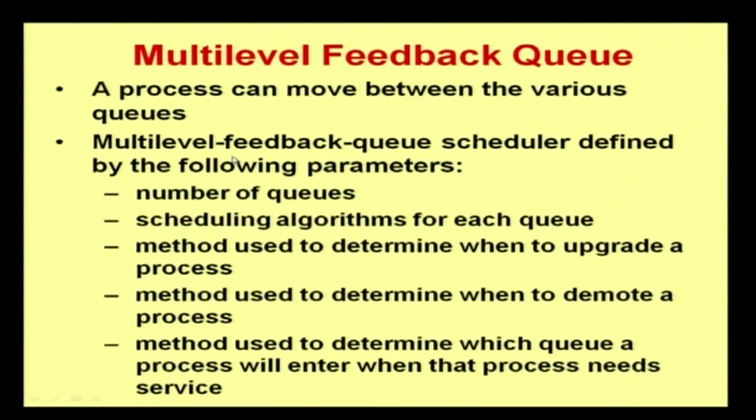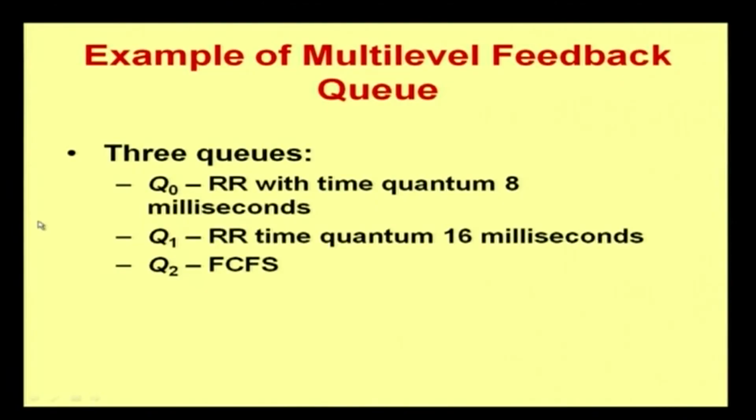Then let us consider an example for a multi-level feedback queue. Let us consider there are 2 or 3 queues. Let us consider there are 3 different queues: Q0, Q1, and Q2. Q0 uses a round robin approach with a time quantum of 8 milliseconds. Q1 again has round robin with a time quantum of 16 milliseconds. And Q2 uses FCFS, first come first served approach.